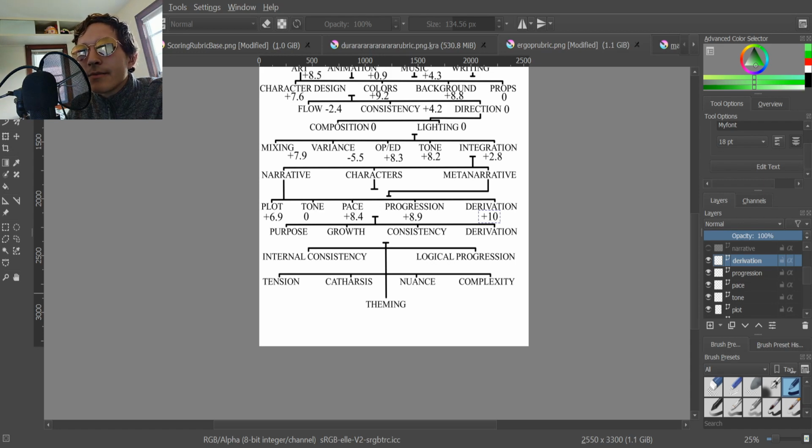Plus an 8.9, plus a 10. Now, because we have that 0 in here, we are only going to be dividing this by 4, not 5. Remember that 0 does not count toward the sum total division, which gives us an 8.6 for narrative.